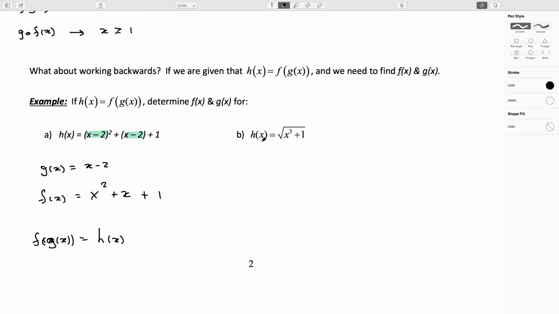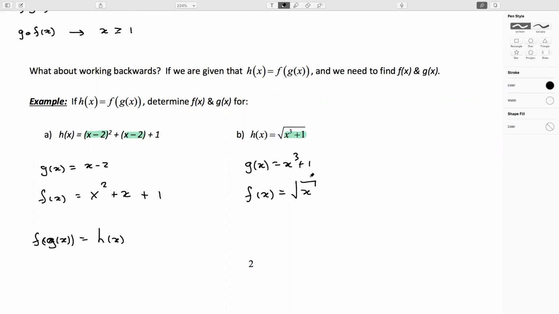Question B. I think my inner function is going to be x cubed plus 1. g of x equals x cubed plus 1. Now I can replace it with x for my outer function, and I can say the outer function is root x.